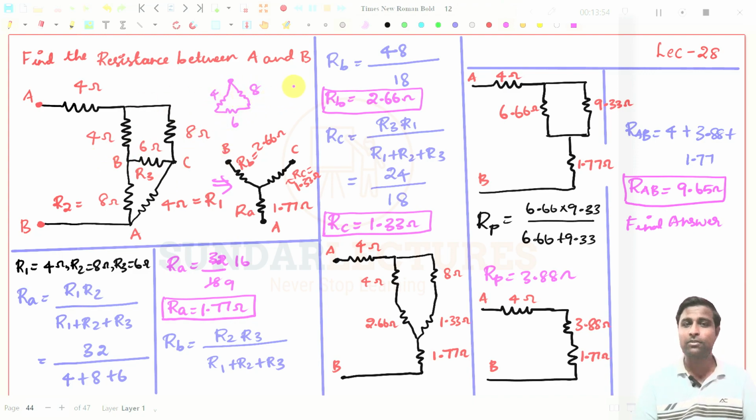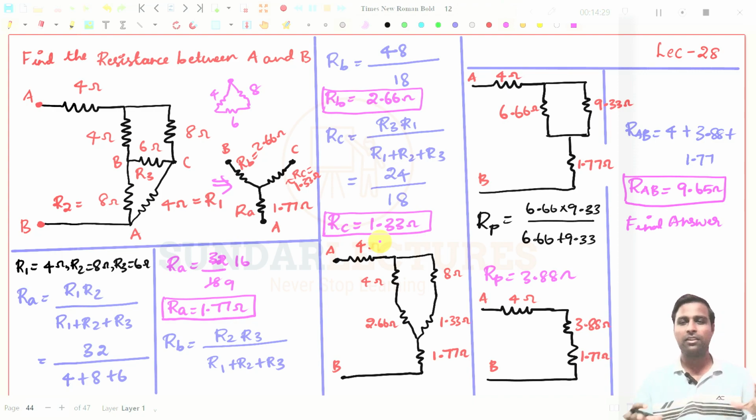This can also be converted into star, so that we will get a reverse process. If you simplify like that also, you will get the same R_AB value. That is up to you. You take any delta connection in the circuit, then you convert that delta connection into a star connection. I have taken this as a delta connection. Anyway, this is also connected like this. So you have to simplify delta connections to star connections like this, right? This will be applied in some circuits to get the equivalent resistance value.